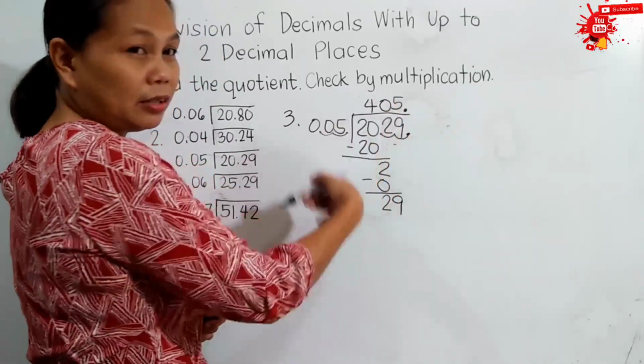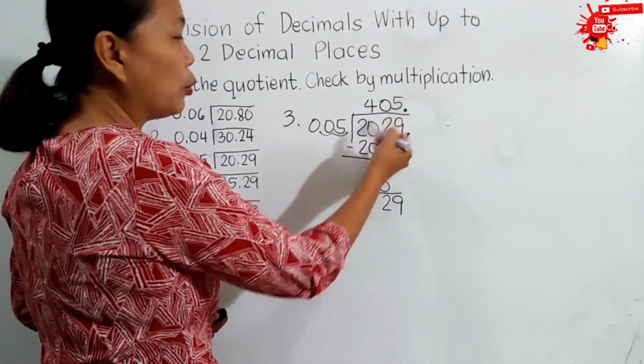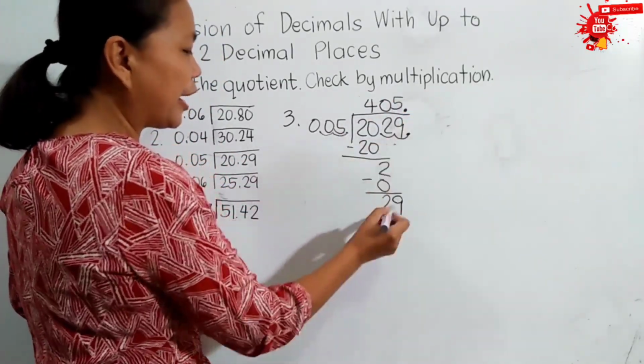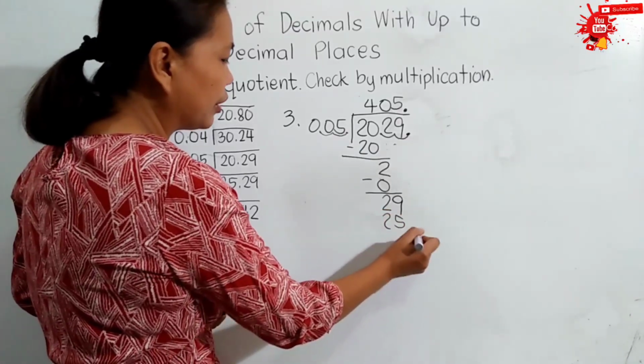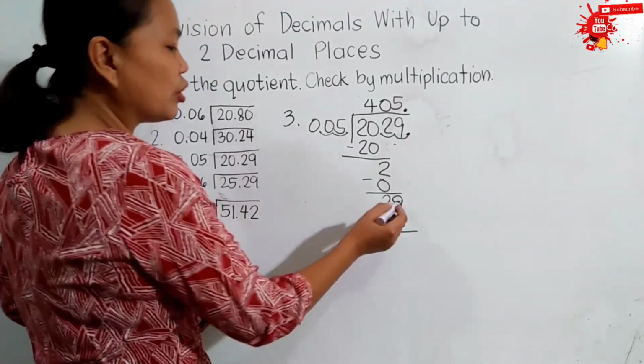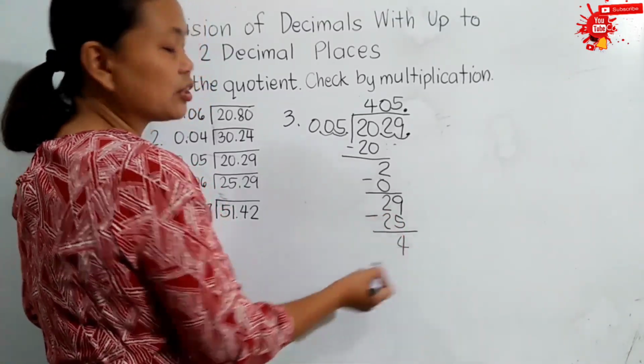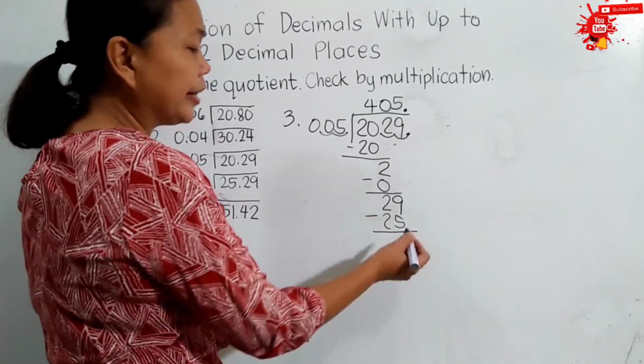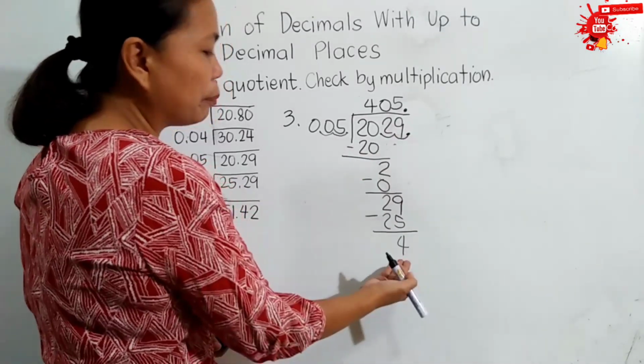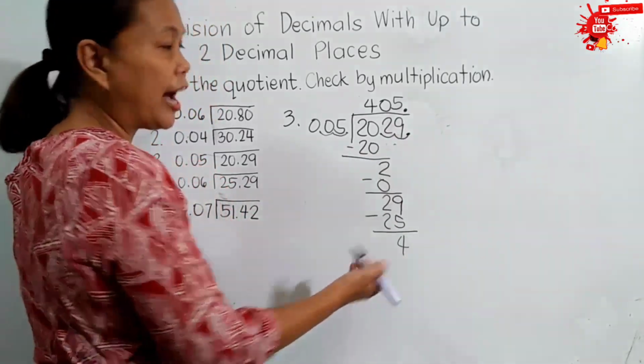And then, again, continuous lang, paulit-ulit. So, 5 times 5, 25. Then, subtraction ulit. So, 9 minus 5, 4. Then, 2 minus 2, 0 na. So, no need to write 0. And then, wala na tayong i-bring down, pero meron pa tayo ditong sobra.